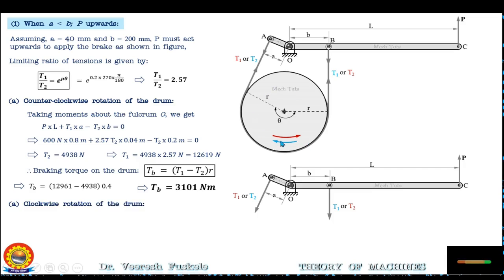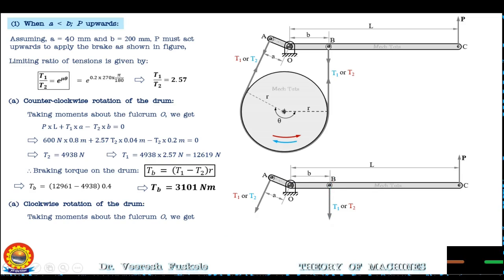So if the drum is rotating in the clockwise direction, this side of the belt will be the tight side having the tension T1 and this side of the belt will be slack side having the tension T2. So now taking the moments in this free body diagram of the lever about the fulcrum point O, we have T2 will have the positive moment in the anti-clockwise direction and P will also have the positive moment in the anti-clockwise direction and T1 will have the negative moment in the clockwise direction. So the magnitude of moment of T2 will be T2 into A and magnitude of moment of force P will be P into L and magnitude of moment of T1 will be T1 into B.